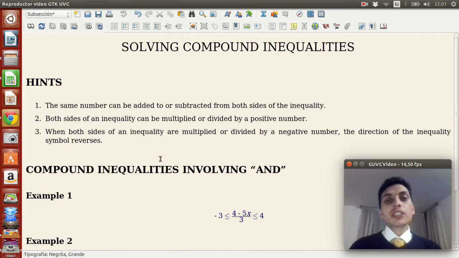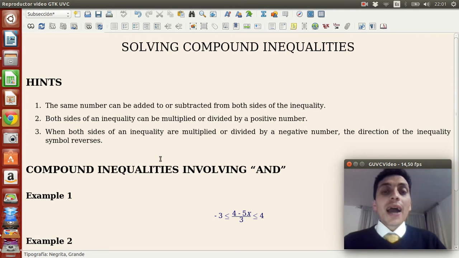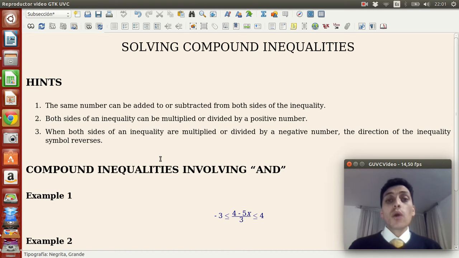In equations, it's usual to hear students say, "Teacher, we pass it to the other side." In fact, it's better to say we add or subtract this number to each side of the equation. In inequalities, it's really important to use this language: we subtract 5 from both sides of the inequality, to be clear.